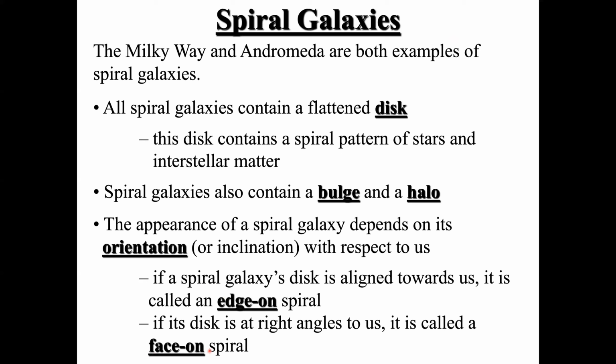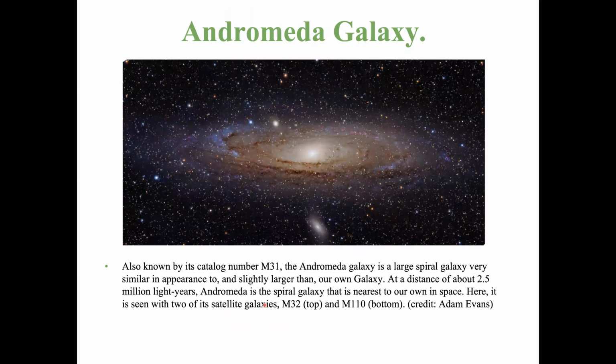And there are certain types of galaxies that are aligned so that you see them edge-on, and they are called edge-on galaxies. From an image, I can show you this.